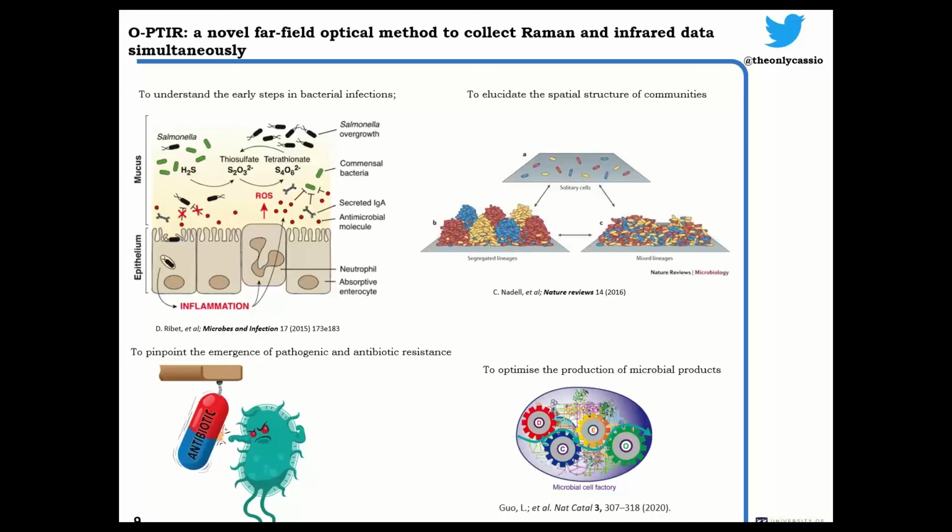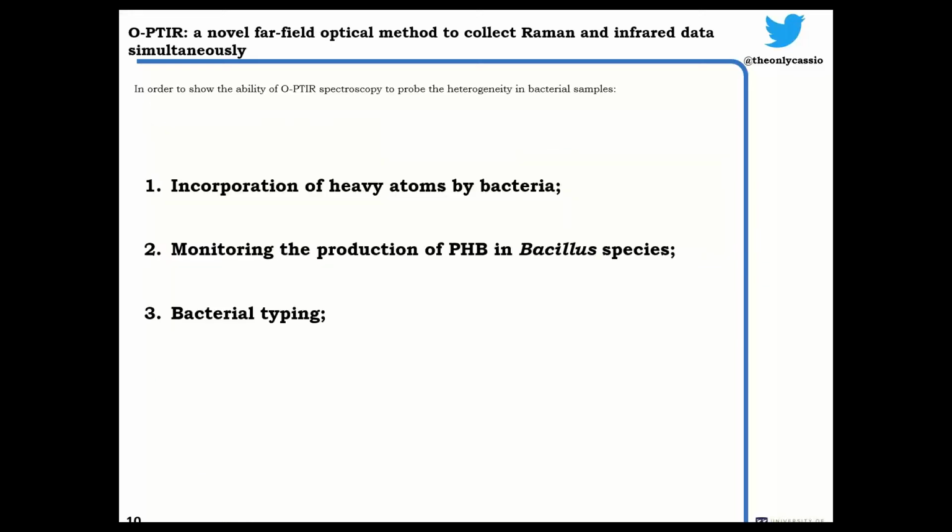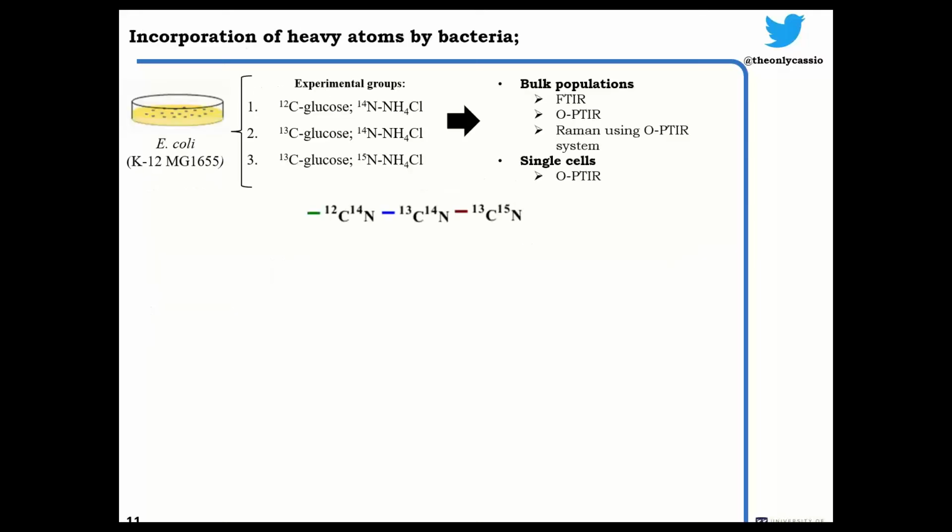As I mentioned before, we use bacteria quite a lot as factories to produce a lot of stuff for us. Now I'm going to share the results from three different studies using OPTIR spectroscopy. In the first one, we used E. coli. This is a standard bacteria, a friendly strain that does not cause diseases.